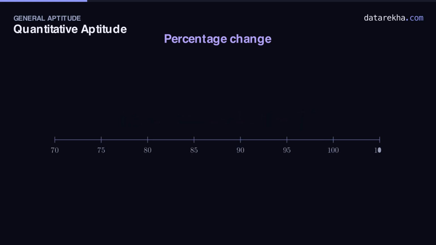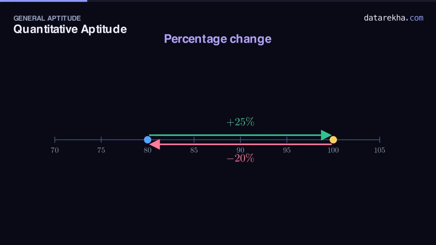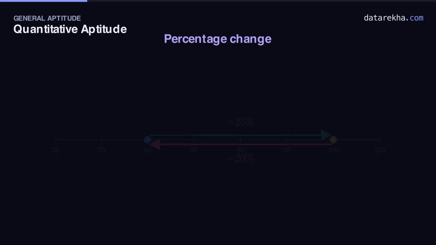Here is the fact that fools people, made visible. 80 rises to 100. Going up, that is a 25% increase, 20 over 80. But coming back down, 100 to 80. The drop is only 20%, 20 over 100, a bigger base. Same 20 moved, yet the percentages disagree. Percentage change is not symmetric. When changes stack, turn each into a factor and multiply.